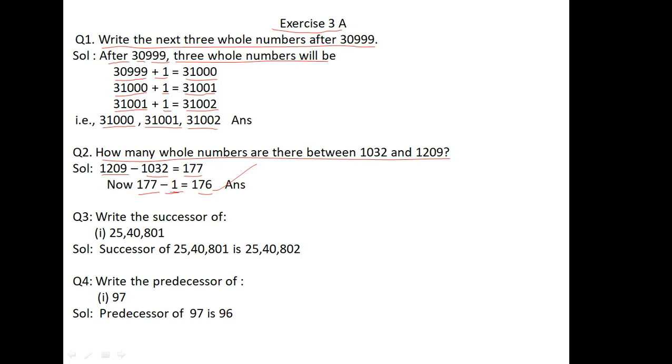Now question number 3, write the successor of 25,40,801. So the successor of 25,40,801, we will put plus 1 at the unit place. It will come 25,40,802. Now question number 4, write the predecessor of 97. So the predecessor of 97 is, we will subtract 1 from the unit place, it will come 96.